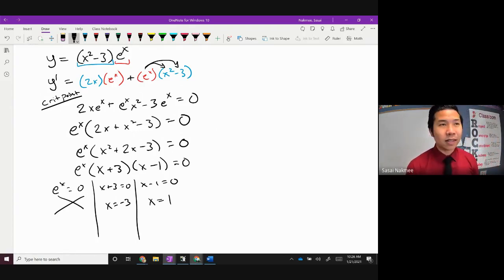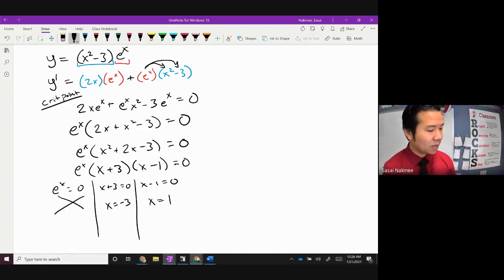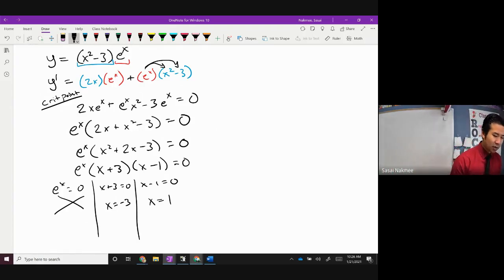e to the x is an exponential function that will never equal 0. There's nothing I can plug into x that will ever make that thing 0. So e to the x is never going to equal 0. It's still part of the function. It's just not possible to make it equal 0. So my critical points are going to happen at negative 3 and at 1.